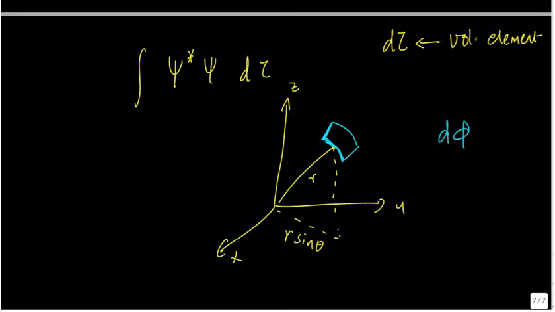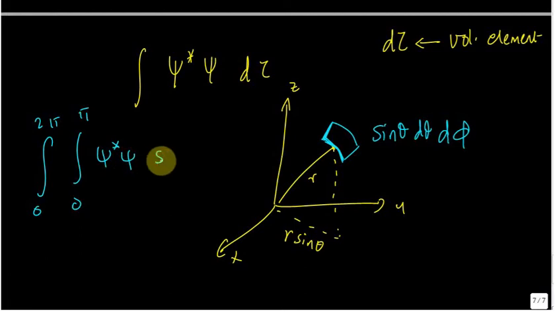So this small arc is going to be the angle subtended over here, the small angle d theta, at a distance r, which makes it sine theta d theta. So now, if I were to integrate, I know that my theta varies between 0 and pi, and phi varies from 0 to 2 pi. So I write my integration from 0 to 2 pi, 0 to pi, psi star psi, sin theta, d theta, then d phi. So this will be integrated first.